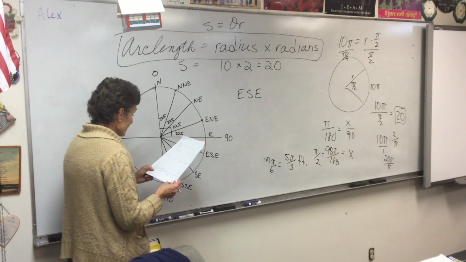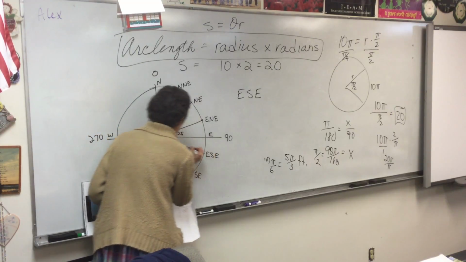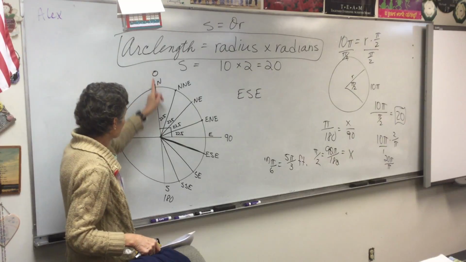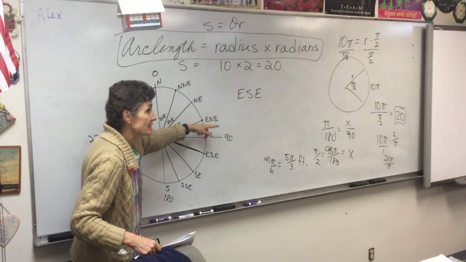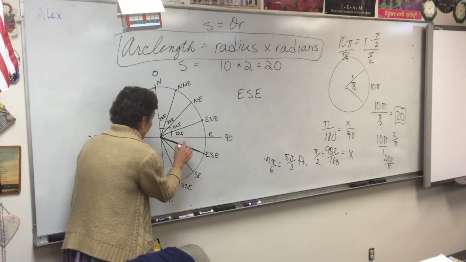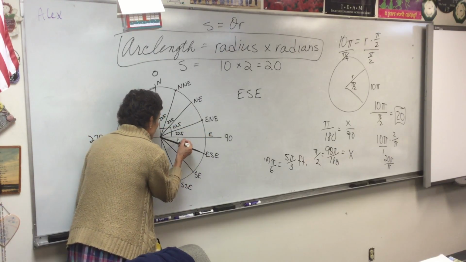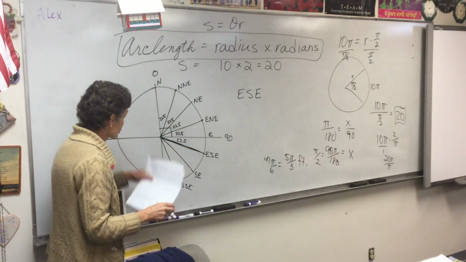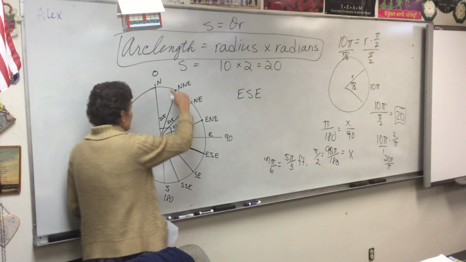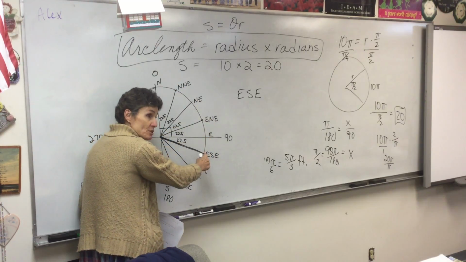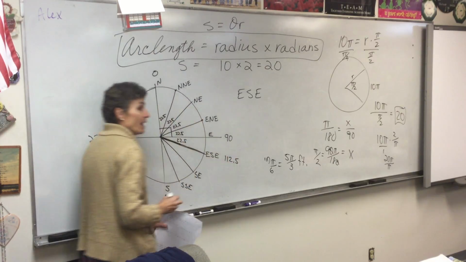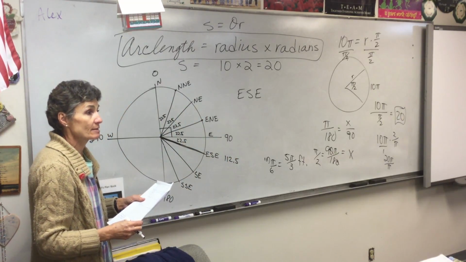Now, I want east, southeast. So I want to know what angle that would be. Now, north is 0, east is 90. So I'm going how much more? What did we say this was? 22 and a half. So this angle right here, east, southeast, is going to be 90 plus 22 and a half. So 112.5 is east, southeast.